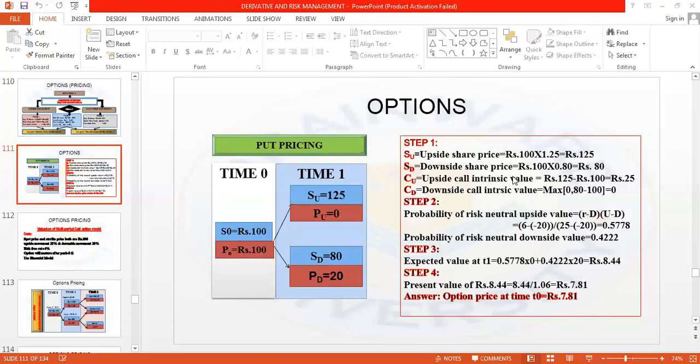Any departure of the probability from this 0.5778 and 0.422 will again just create a scope of arbitrage that we have explained earlier against call option. So we will not discuss in detail about how arbitraging opportunity is created here. Same explanation is required. So that's all for our discussion on single time phase pricing of call option and put option using binomial tree.